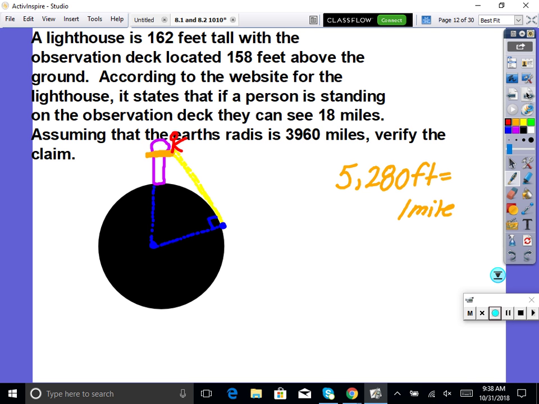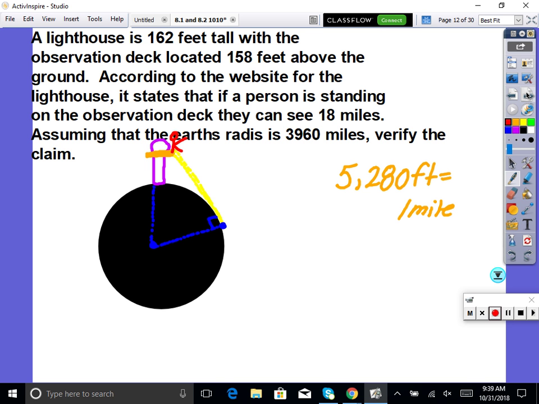Okay, a lighthouse is 162 feet tall, with an observation deck located at 158 feet above the ground. So an observation deck, that's where people stand. According to the website for the lighthouse, it states that if a person is standing on the observation deck, they can see 18 miles out. Assume that the Earth's radius is 3,960 miles. It says verify their claim.